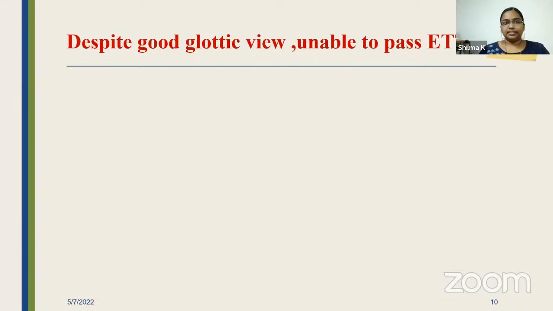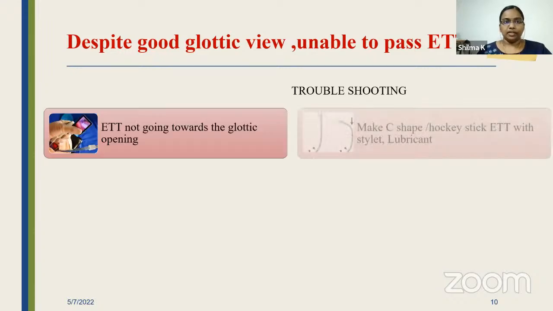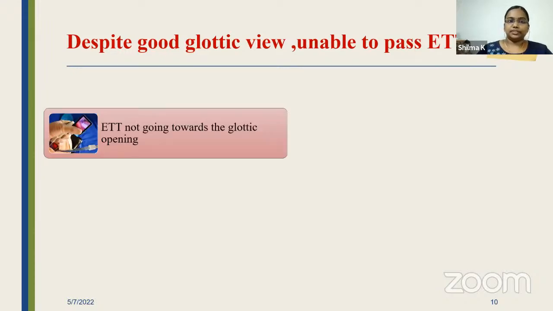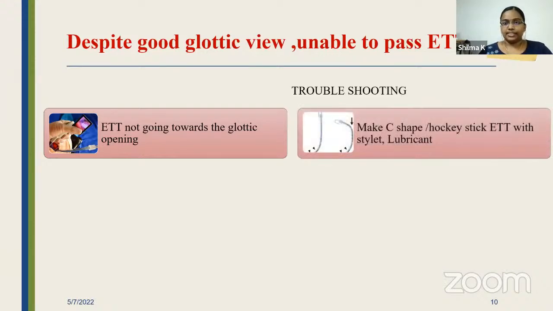Sometimes it happens that despite good glottic view, we are not able to pass the endotracheal tube. What might be the reason for that? First scenario, the endotracheal tube is not going towards the glottic opening. It is rather going downwards. Either we have kept our endotracheal tube so straight. So try to make a C shape or hockey stick with a stylet and also apply sufficient lubricant.